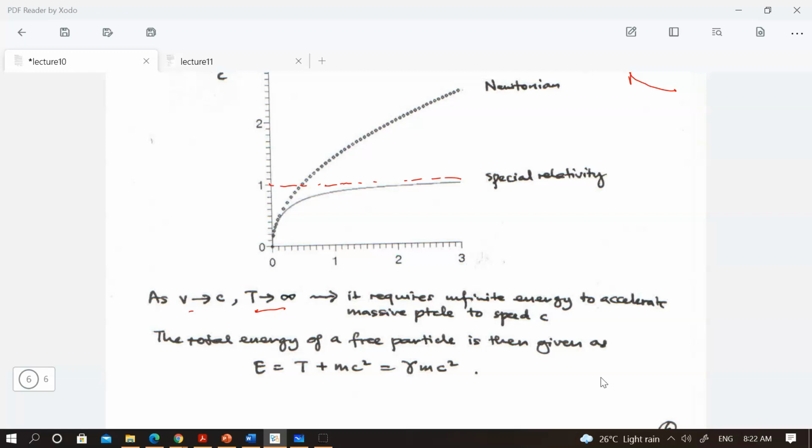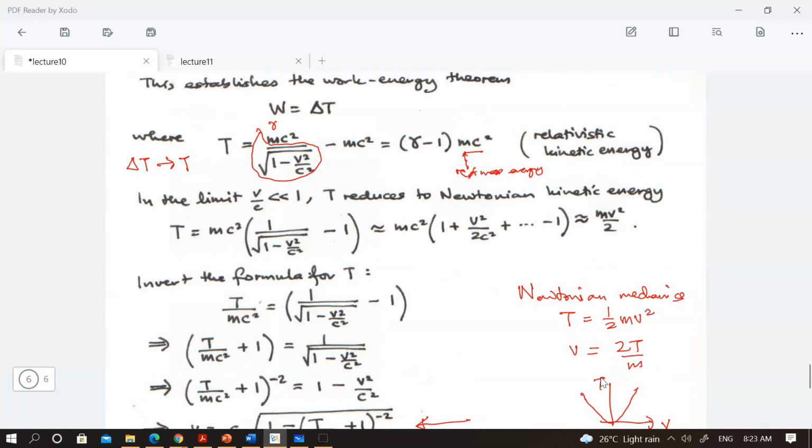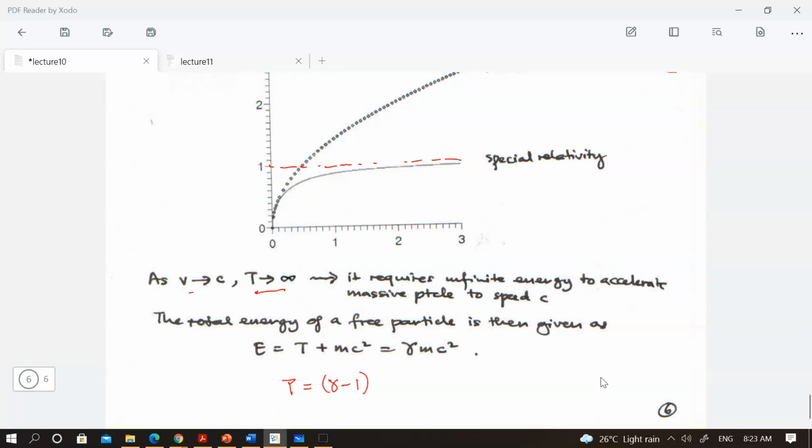So the final thing is essentially to re-express this equation earlier. Where is it? Yeah, this expression over here, to give what we call the total energy. So remember that T equals gamma minus 1 times mc squared. What I'm going to do is bring this mc squared to the other side. So I'll get T plus mc squared, and I define this as your total energy. So that is the expression that you get from analyzing your expression for work done.